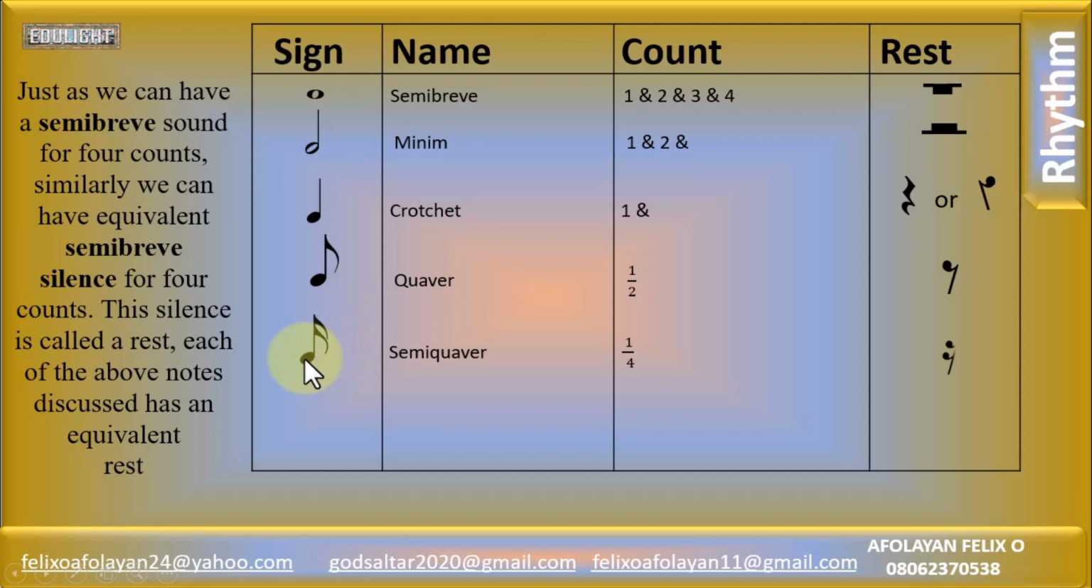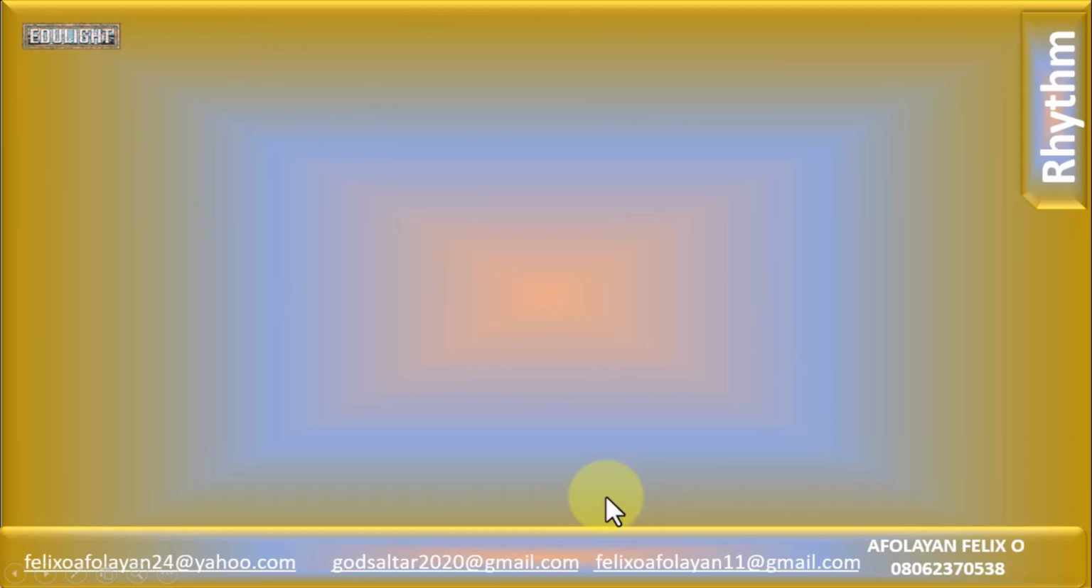And semi-quaver, this is the symbol of rest for semi-quaver. You can see it has 3 flags, while this one has 2 flags and 2 flags. This is the rest. Let's continue so you understand better what we're talking about.